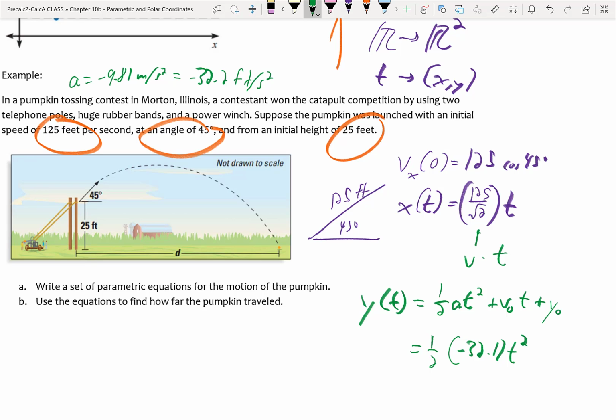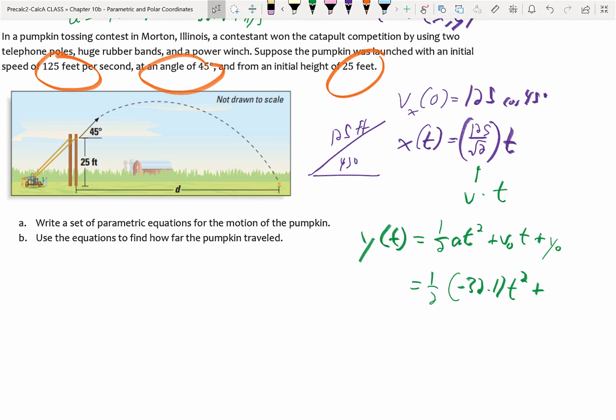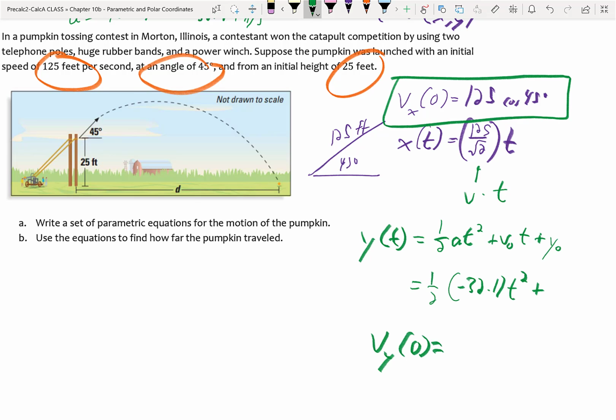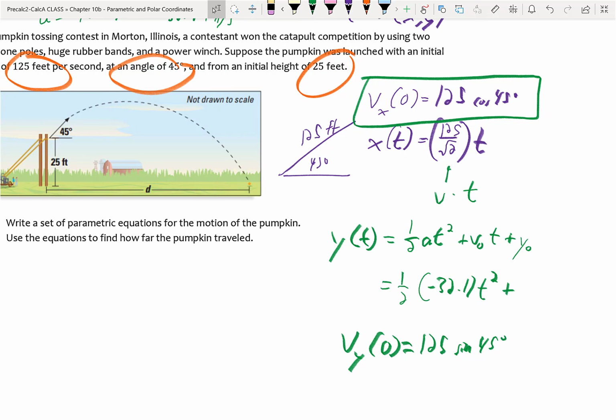t squared plus, I need an initial velocity for the y. So let's kind of go back and talk about what vy of 0 is. If vx sub 0 is 125 cosine of 45, vy 0 is 125 sine 45, which is the same thing because the sine of 45 and the cosine of 45 degrees are the same. So that's also 125 over root 2 t plus the initial height, y sub 0, which, yes, it gives you right here, and that is 25.